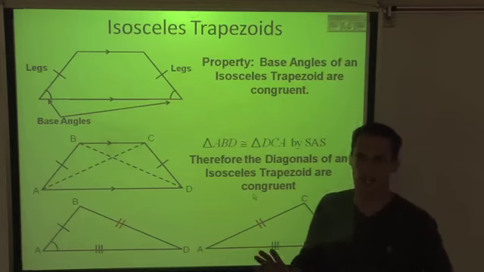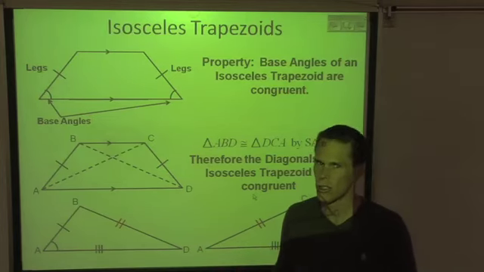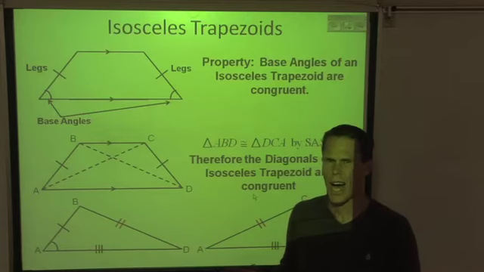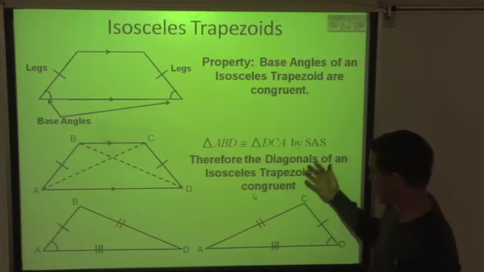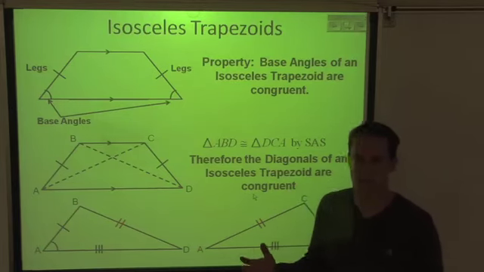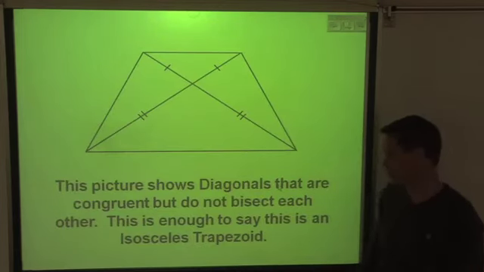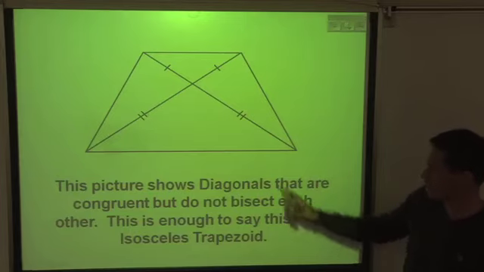Now, this is a very interesting property because the diagonals of a rectangle are also congruent. So how are we going to know the difference? When we have congruent diagonals, how are we going to know the difference? Well, this picture shows diagonals that are congruent.